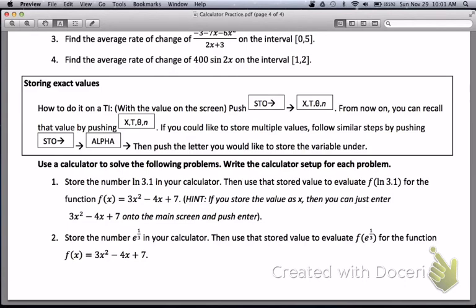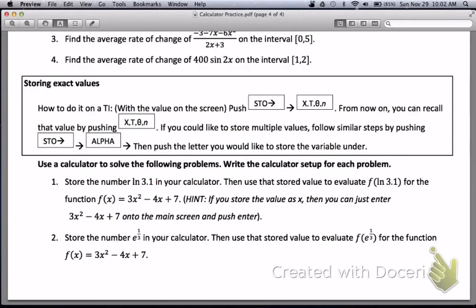So essentially, if you find an answer that you want, but it's not the final answer, you can store it, and this is going to teach you how to store it really quick, or you could just keep it as the original answer before you simplified it. So let's do one of these together, and I'll show you what I mean. It says store the number ln of 3.1 into your calculator, then use that stored value, f of ln of 3.1, for the function that's given right here.